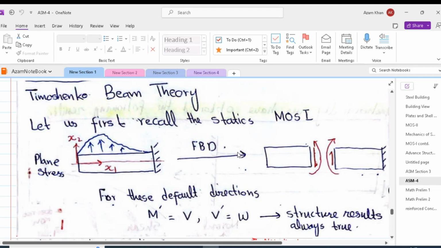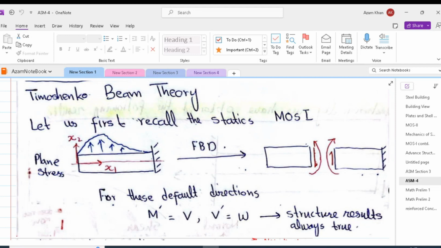In this presentation, we will discuss Timoshenko beam theory. Timoshenko beam theory is named after a Russian engineer Stephen Timoshenko, and it is also one of the classical beam theories, an extension to the Euler-Bernoulli beam theory. The Euler-Bernoulli beam theory assumes that the transverse shear deformation in a beam is negligible.